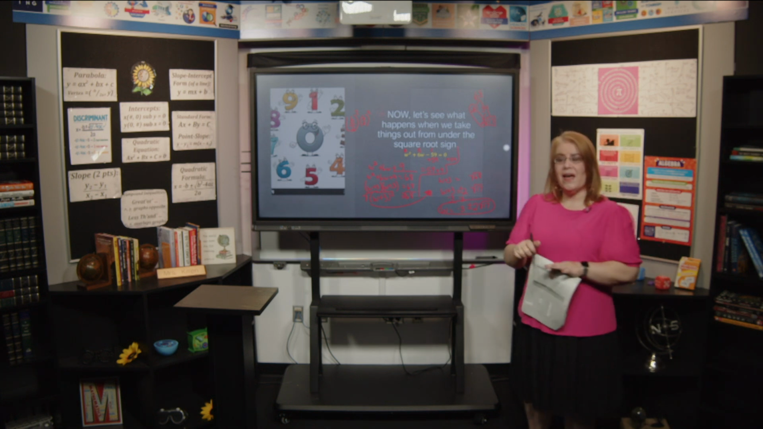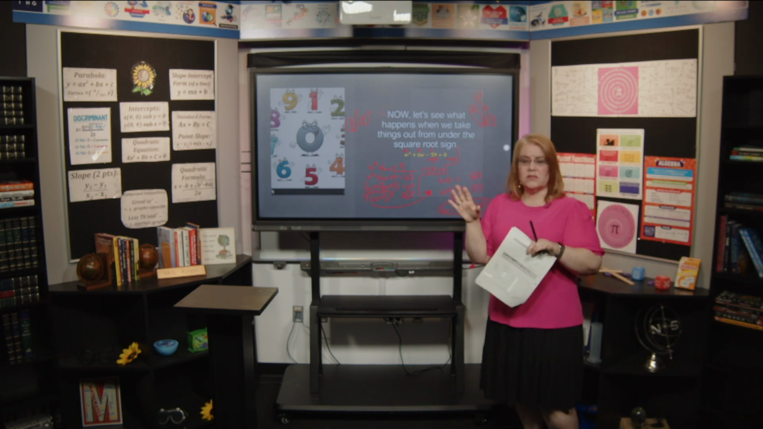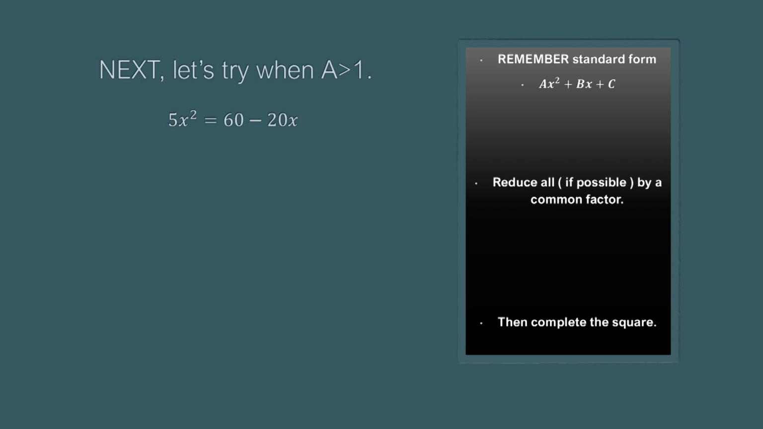Either way is perfectly fine as long as you can get the math done. That's A-okay for me. So let's look at the next one and see what we've got. It says, next, let's try when A is greater than 1. Remember what our standard form is. Reduce all, if possible, by a common factor, and then complete the square.